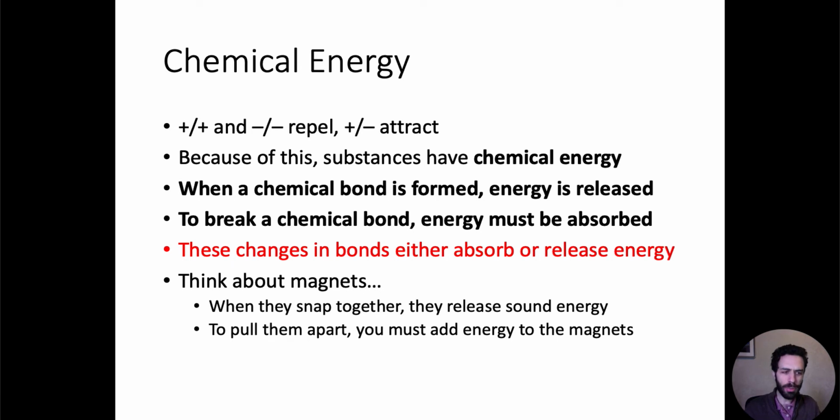To help you think about this, we can imagine two magnets, right? And two magnets are attracted to each other. When they snap together, they release some sound energy. So forming a new chemical bond releases energy. But the magnets are stuck together, so to pull them apart, you would have to add energy, right? They don't just fall apart on their own. You have to give energy to the magnets to pull them apart. Chemical bonds work in a similar way.